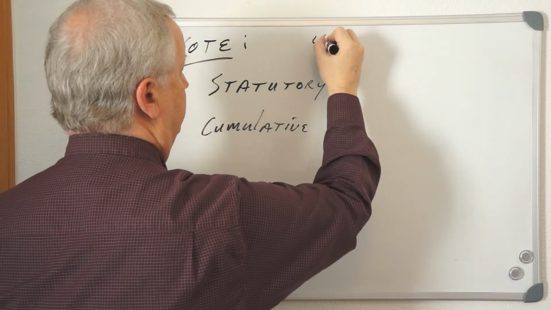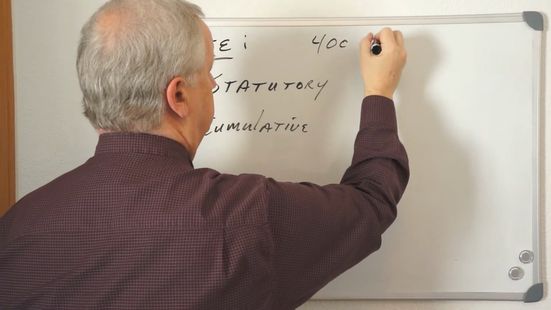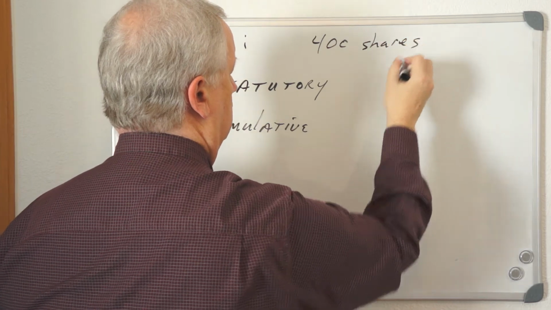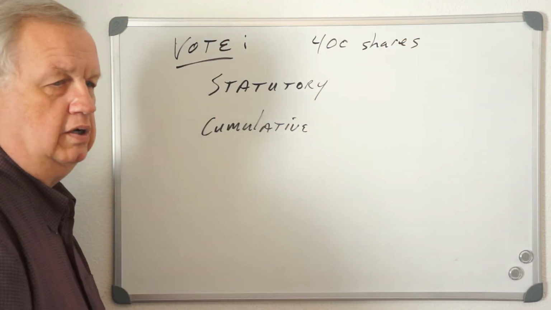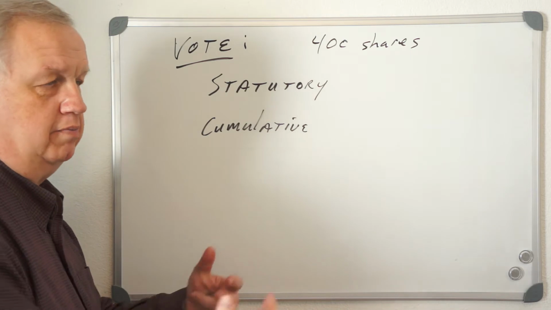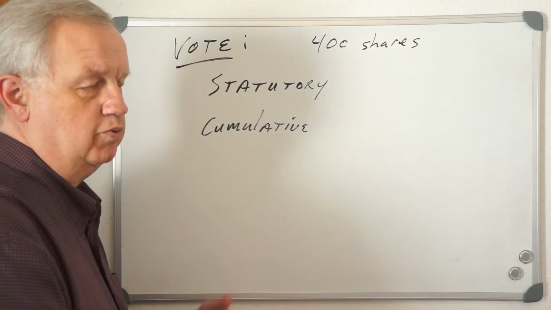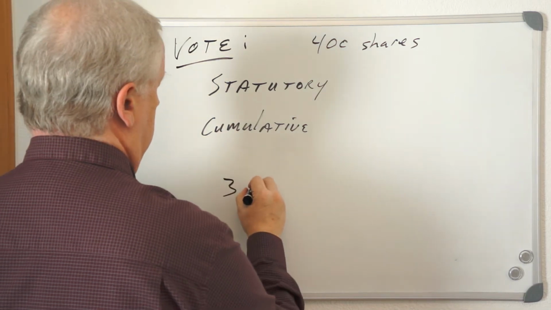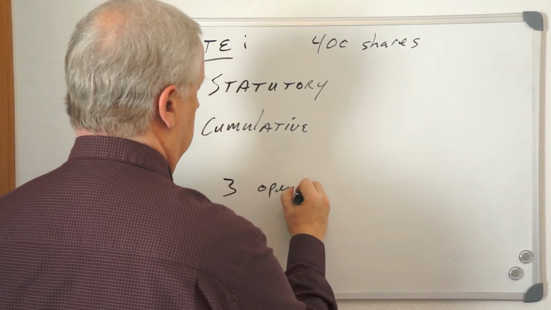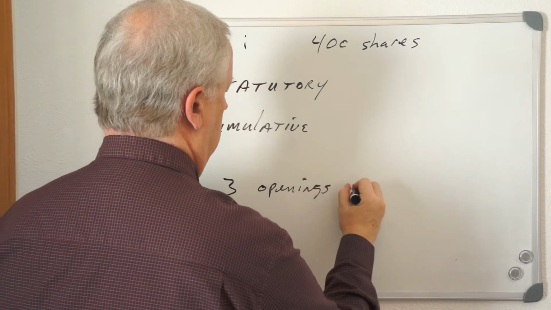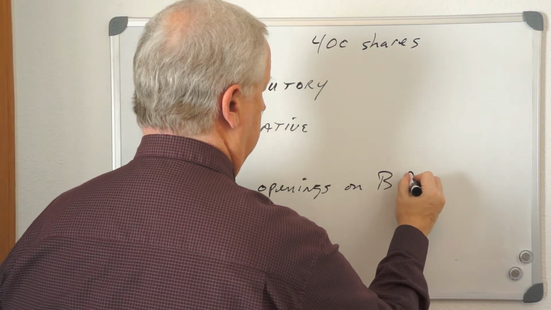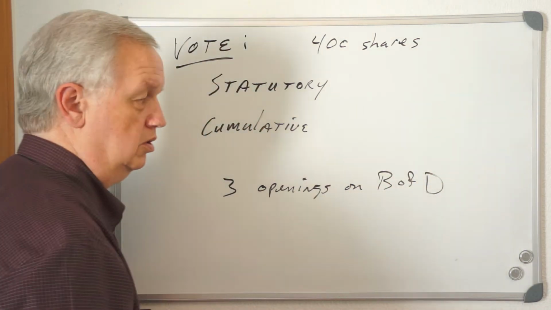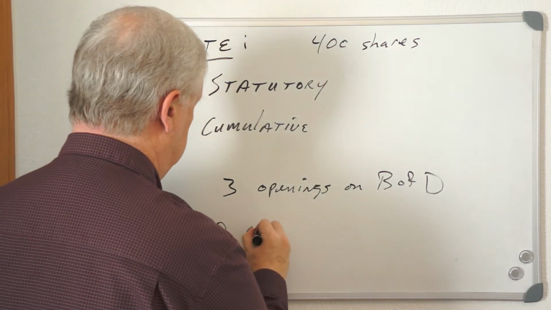If an investor has 400 shares and the board and the proxy goes out and you can vote your 400 shares for, let's say there's 3 openings on the board of directors. There's 10 candidates.